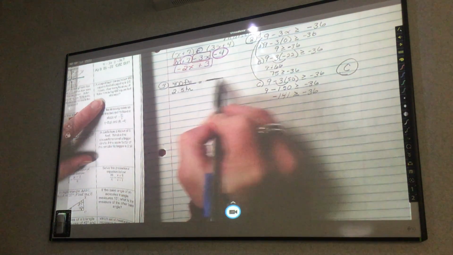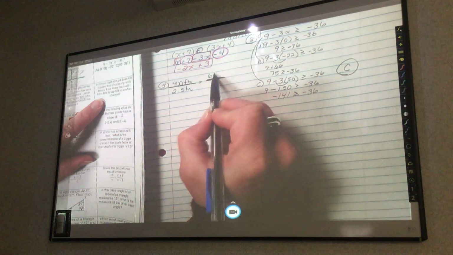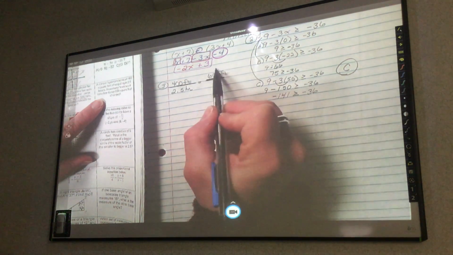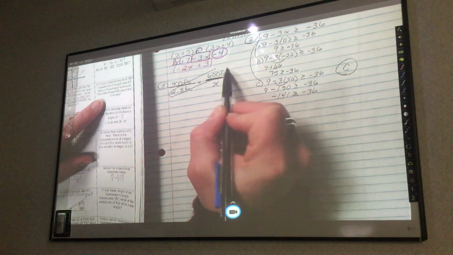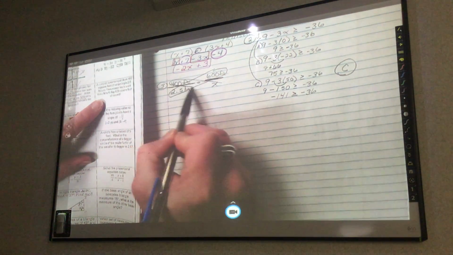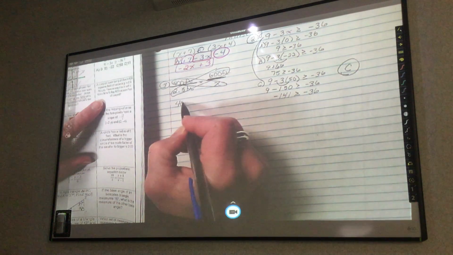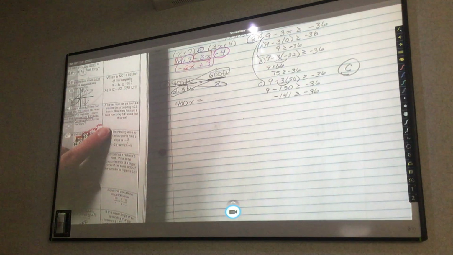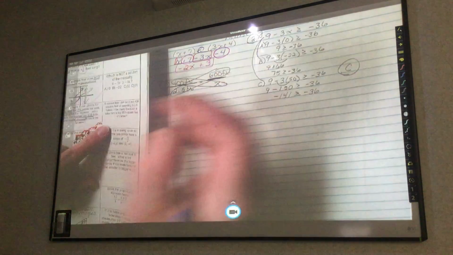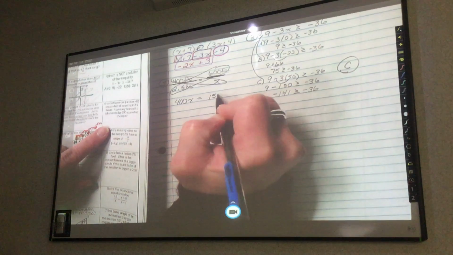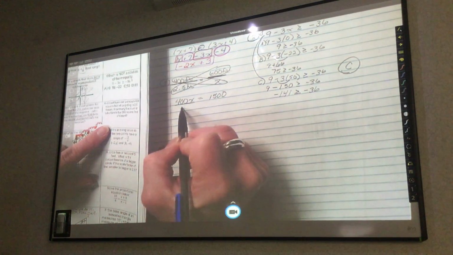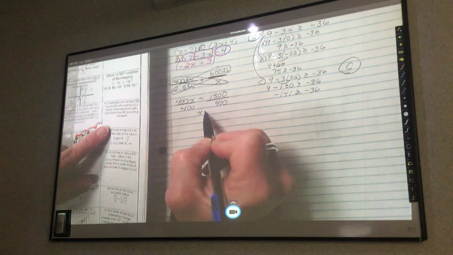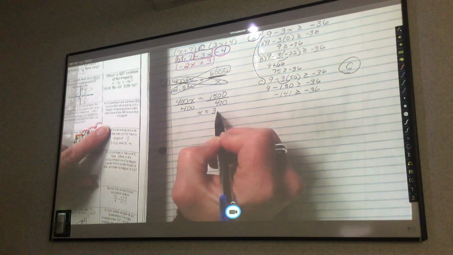So where's my 600 square feet going to be? Is it going to be on the top or the bottom? On top, because feet to feet. What's going to be on the bottom? X. And then you are going to show that you are cross multiplying. So I have 400 x equals, well, 600 times 2.5 is 1,500. Then I divide by 400. So x equals 3.75.